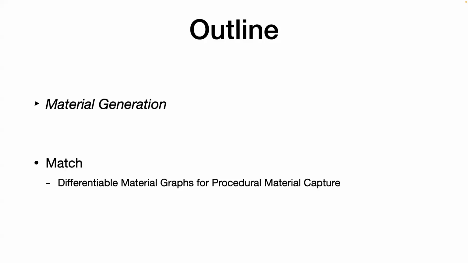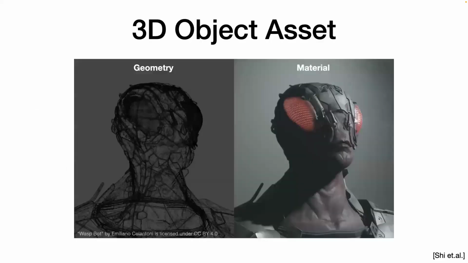It's a paper called MATch, a differentiable material graph for procedural material capture. But this first part of material generation is going to be broader. We're going to try to situate you in different machine learning methods for acquiring and learning real materials.